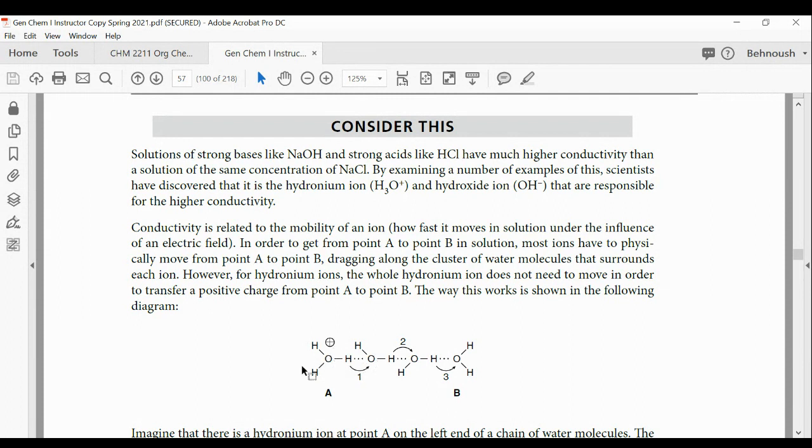So how do I know this is H3O plus? Because H2O has no charge. When you bring in a hydrogen, it's going to gain a plus charge. And the solid line means that all three hydrogens are attached to this oxygen. When you look at the next oxygen, there are two hydrogens attached, so that is a water molecule. This is a water molecule, that's a water molecule.